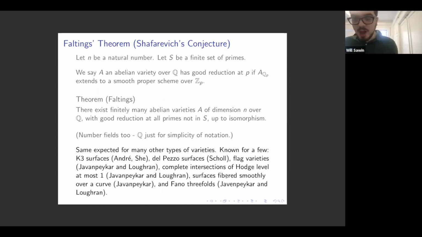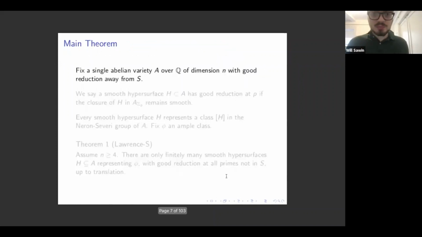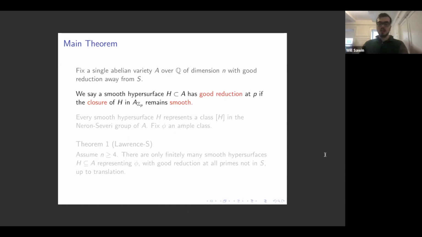So what I want to talk about is another theorem along the same lines, which doesn't rely for its proof on Faltings' theorem at all, but in which abelian varieties are still very heavily involved. So remember one of the abelian varieties from the last slide. They're still defined over Q, still have good reduction away from S, and still have dimension n. And let's look at hypersurfaces inside those abelian varieties, codimension 1 subsets.